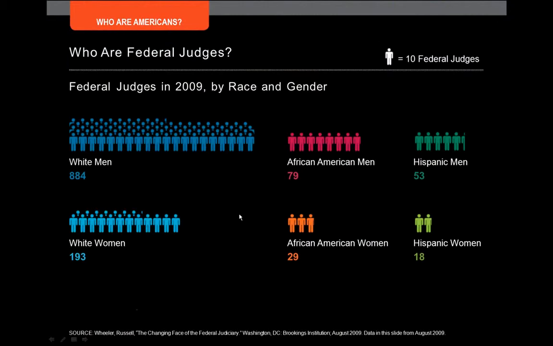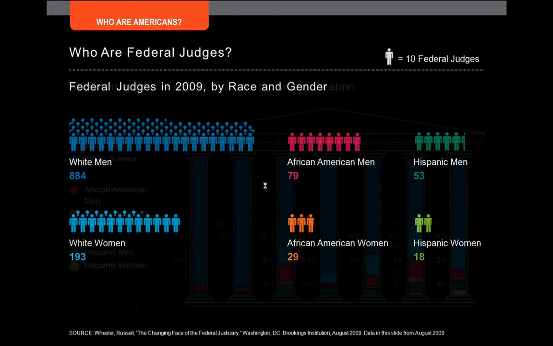Here's another way to look at who the federal judges are in terms of the federal judiciaries in 2009. Each one of these individuals represents 10 federal judges. So there are 884 white men and 193 white women. And you can see the breakdown of African American men and women and Hispanic men and women. So again, relative to the population at large, these groups are underrepresented in the federal judiciary.